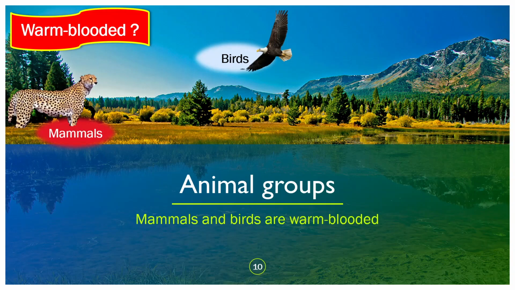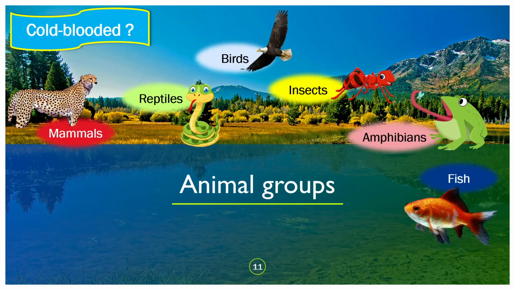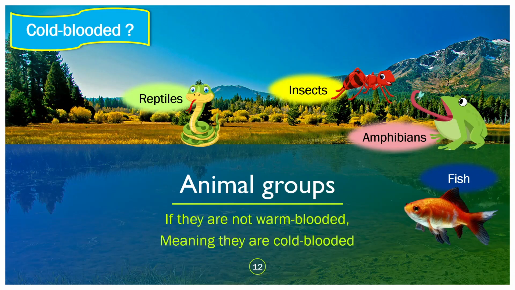What about the cold-blooded? If they are not warm-blooded, meaning the animals are cold-blooded. So you cannot have warm-blooded and cold-blooded in the same animal. If they are warm-blooded, they are not cold-blooded.